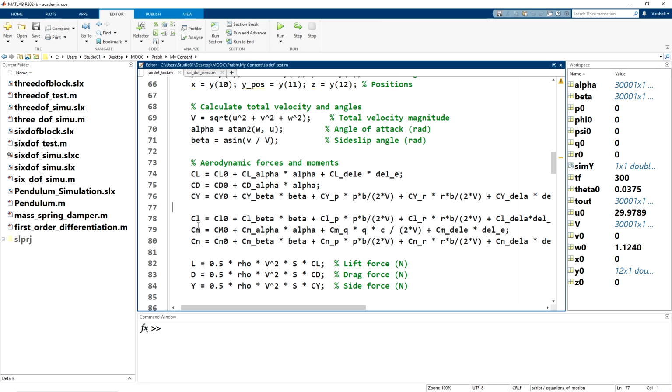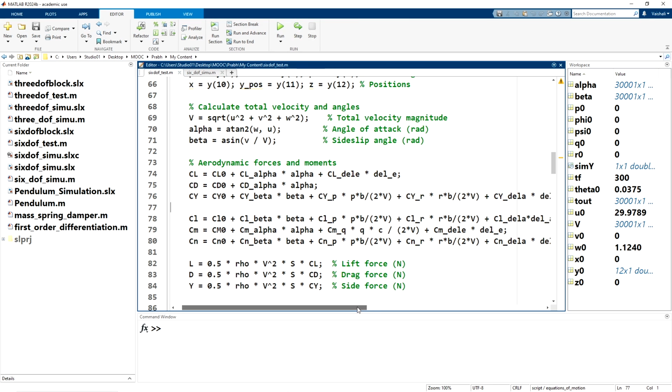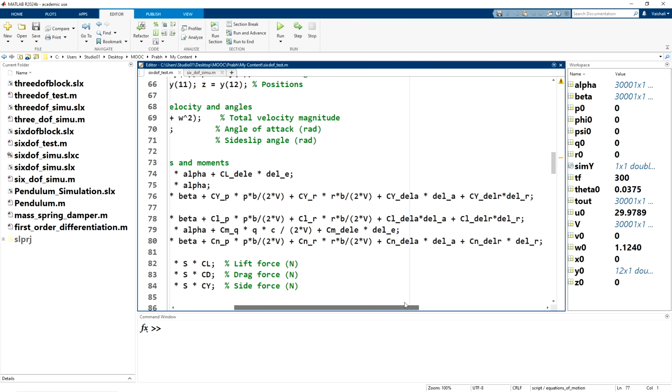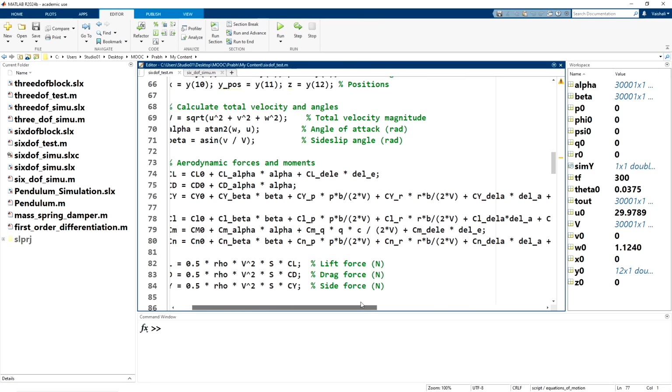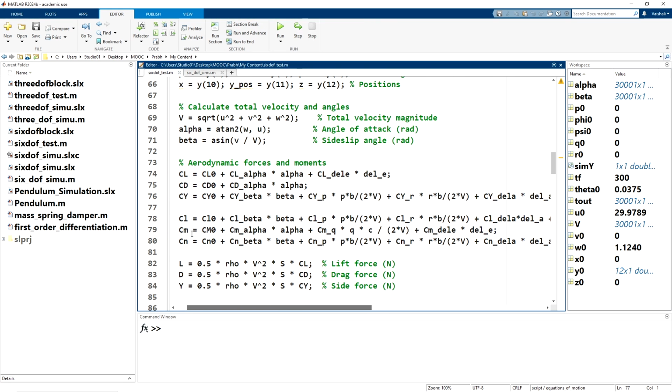Then the rolling, pitching and yawing moment coefficients are given in this format that we have already discussed. For example, Cl is Cl naught plus Cl beta into beta plus Clp into Pb by 2V plus Clr into Rb by 2V plus Cl del A into del A plus Cl del R into del R. Similarly, Cm is Cm naught plus Cm alpha into alpha, Cmq into Qc by 2V, Cm del E into del E.